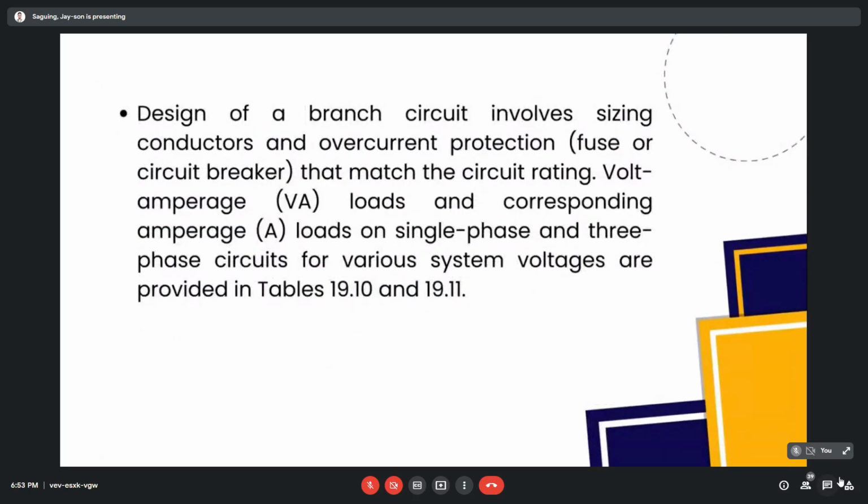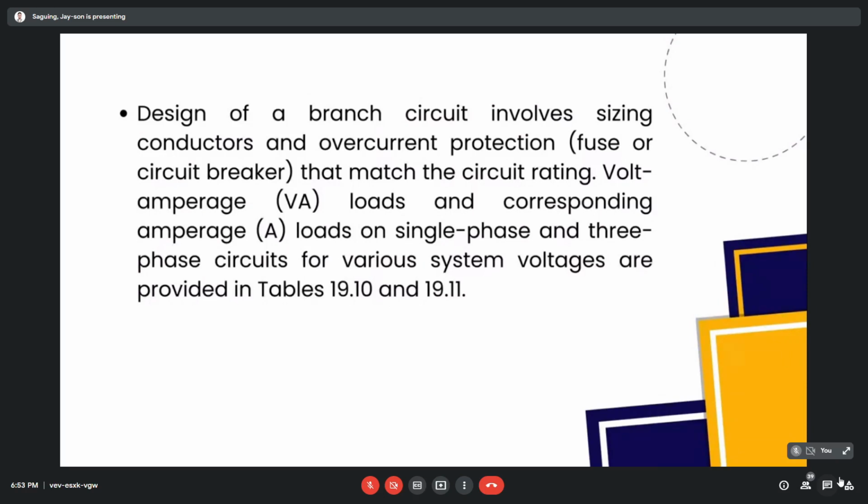Okay, so the design of a branch circuit involves sizing conductors and overcurrent protection, or fuse or circuit breaker, that match the circuit rating. So volt amperage or VA loads and corresponding amperage in A loads on single phase and three-phase circuits for various system voltages are provided in tables 19.10 and 19.11. So in designing, we are also going to follow certain standards when it comes to sizing sa mga conductors and overcurrent protection device in order to match the circuit rating.